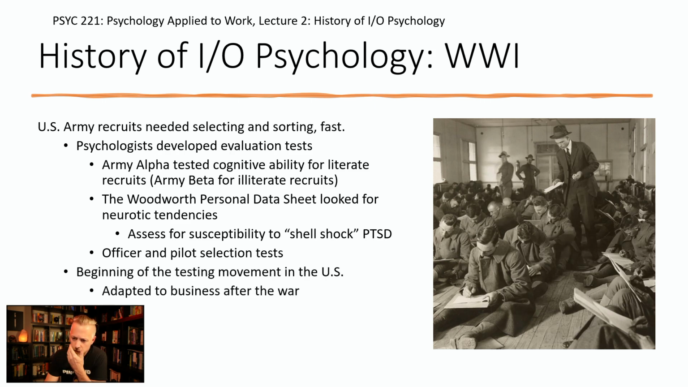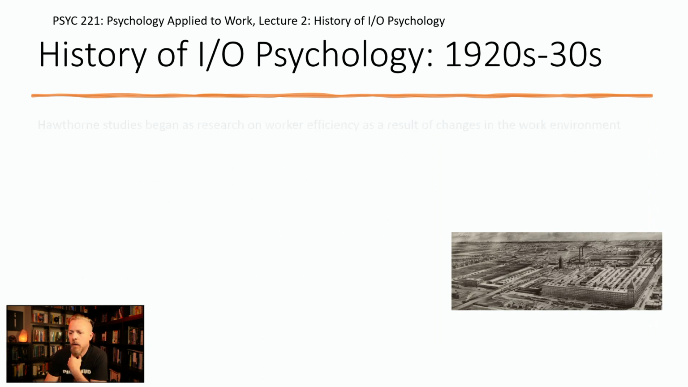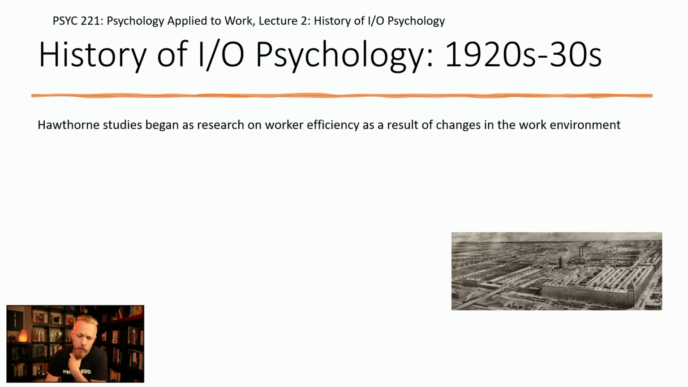It's really the beginning of the testing movement in the United States, and it started being adopted into the business world. And then in the 1920s and 30s, or the interwar period, the most famous IO psychology studies occurred, and those were the Hawthorne studies, and that was looking at workforce efficiency as a result of changes in the workplace. So if you turn up the lights, if you change the temperature, if you change the working environment, do workers get more productive or less?